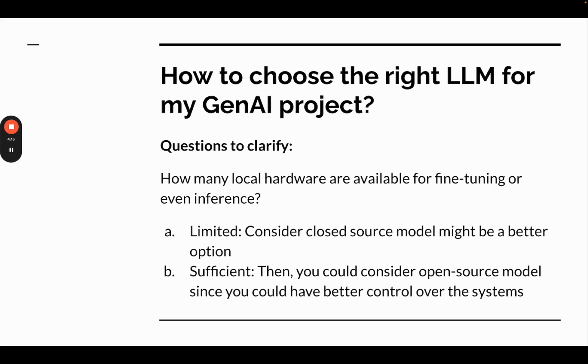So how to choose the right LLM for my Gen AI project? There are some more questions to clarify. How much local hardware is available for fine-tuning or even inference? If there's a sufficient amount of local GPU available for your company or your individual project, then yes, you can consider an open source model. But if you are limited, for example, you don't have a GPU available now, then I would suggest you choose a closed source model or use API access for an open source model.